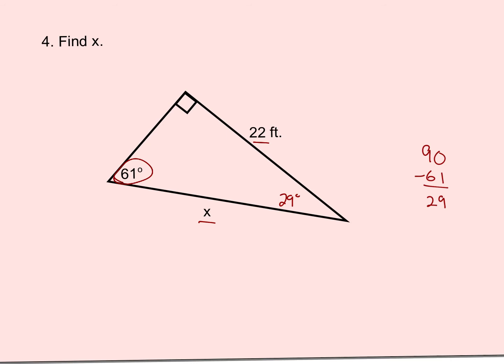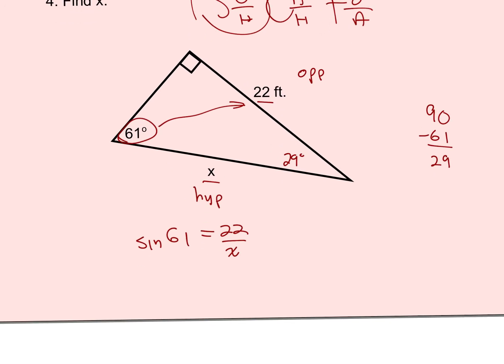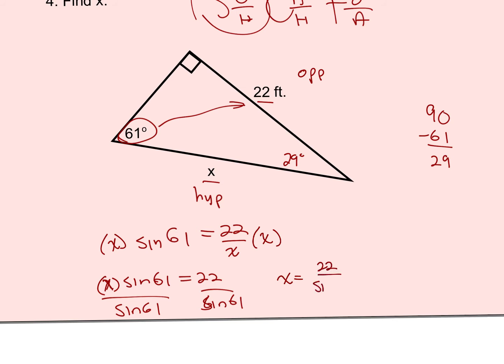So if I look at 61 degrees, from 61, that is my opposite. This is my hypotenuse. So opposite hypotenuse tells me I want sine. So my sine of 61 will be equal to 22 over x. So x times sine of 61 equals 22, divide by sine of 61. So x equals 22 over the sine of 61. A little bit of calculator mashing gets me 25.15.